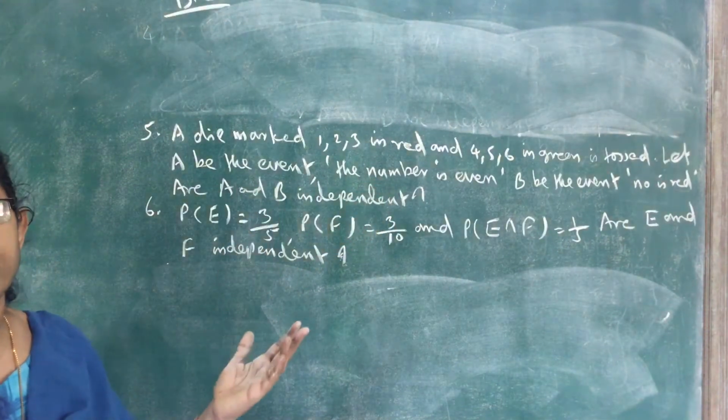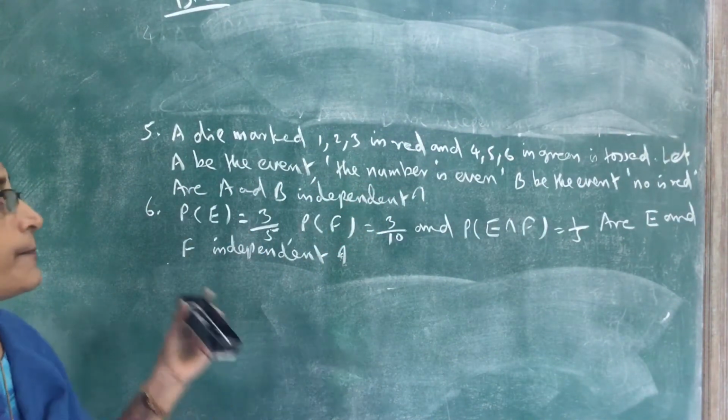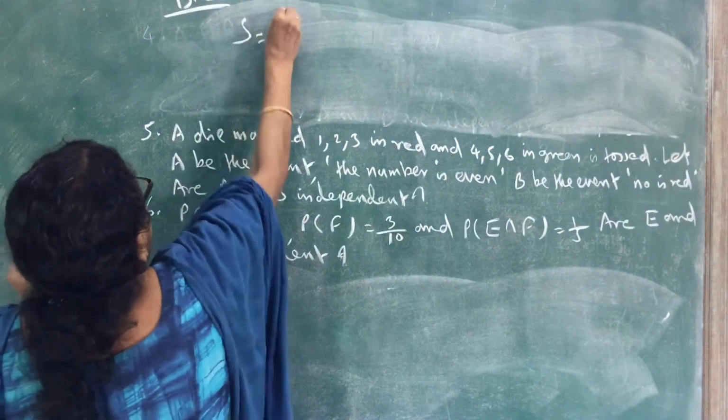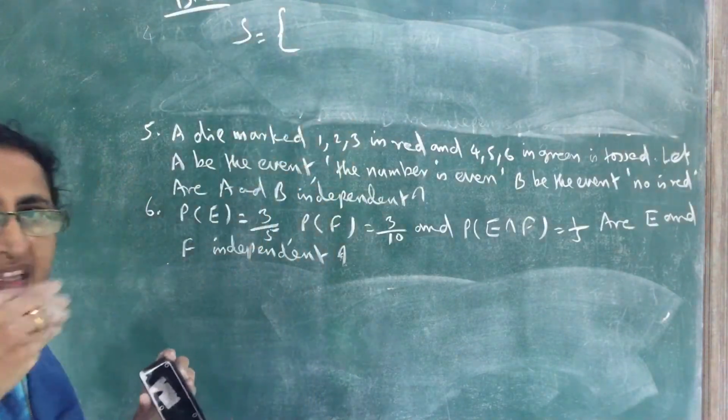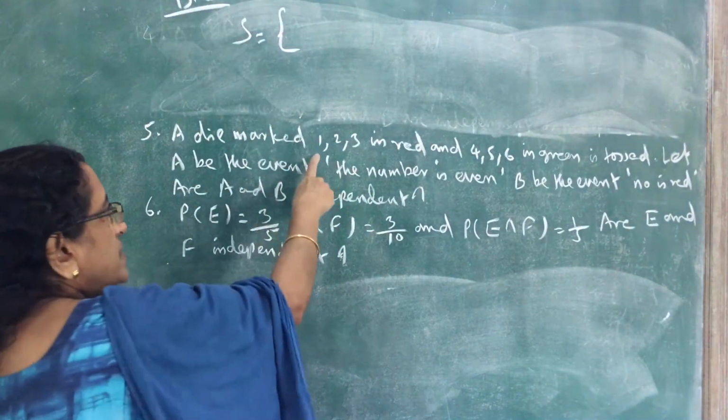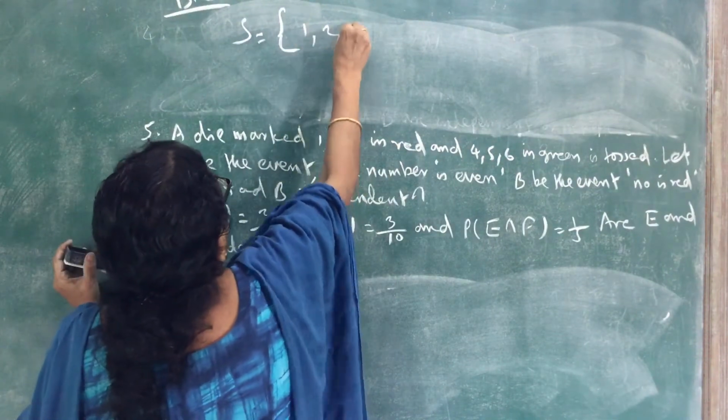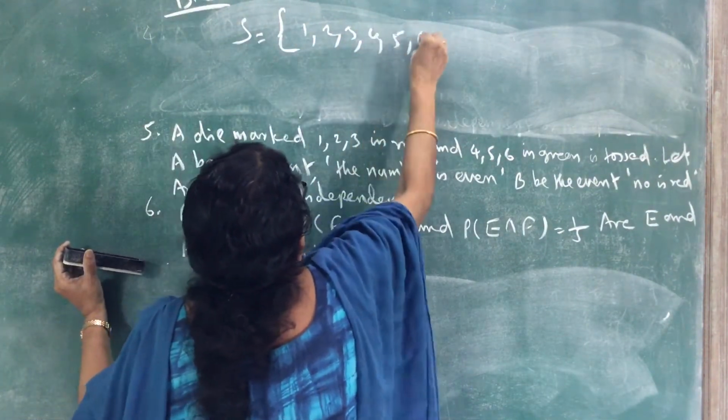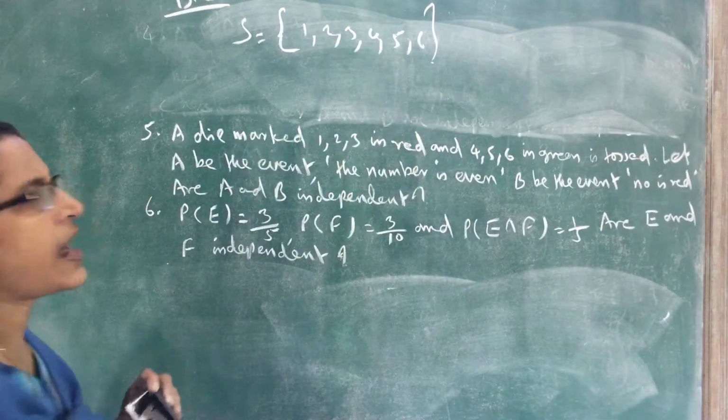Experiment is a die is tossed. So we can write the sample space. What is the sample space? S equal to, in a die, what are the possible outcomes? 1, 2, 3, 4, 5, 6. So this is the sample space.